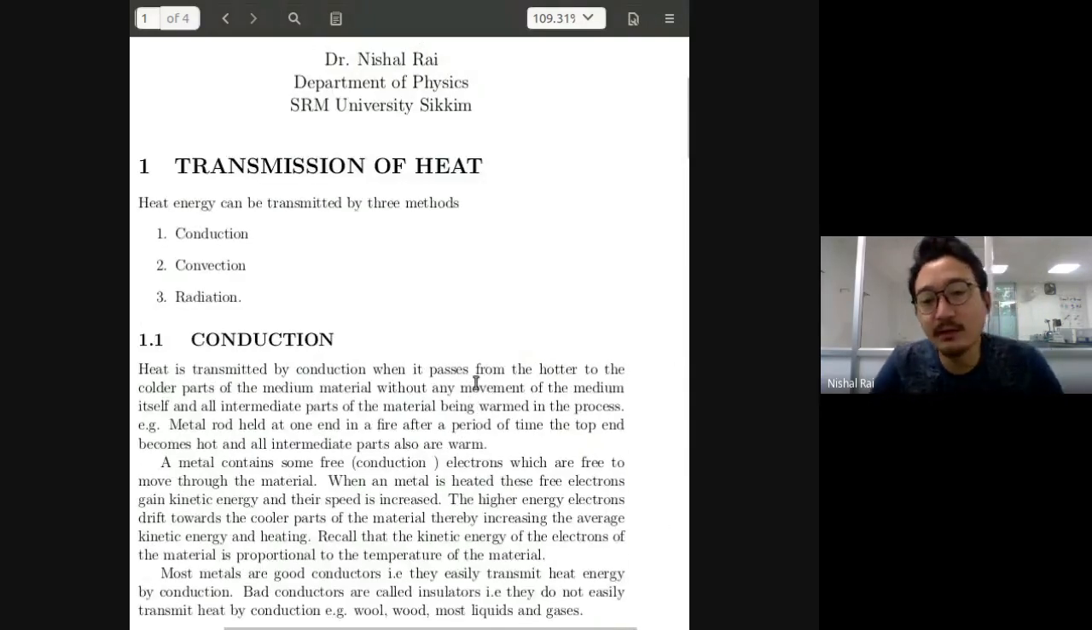So basically there are three modes of transmission of heat. First is conduction. Do you know what is conduction? Conduction of heat. Anyone? Conduction, mode of transmission of heat by conduction.